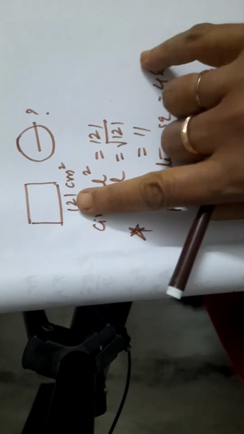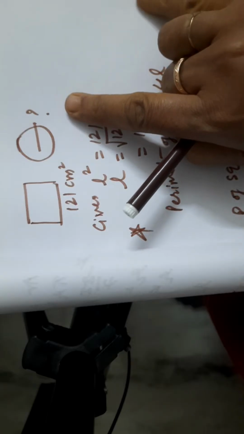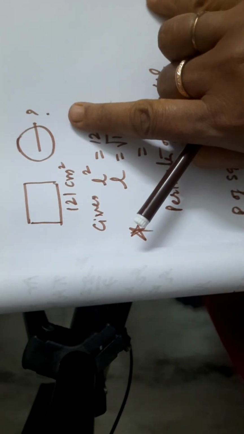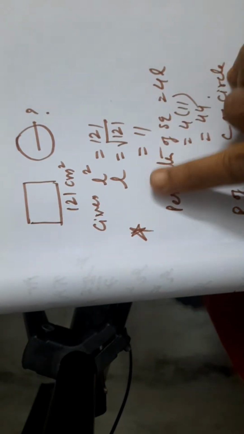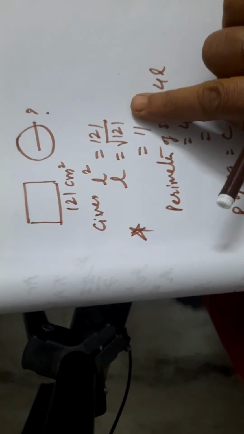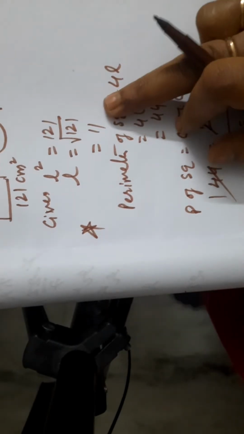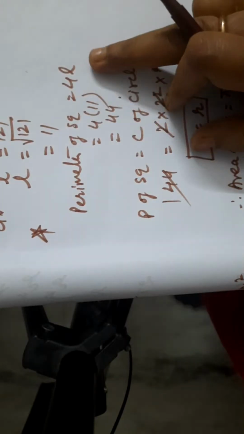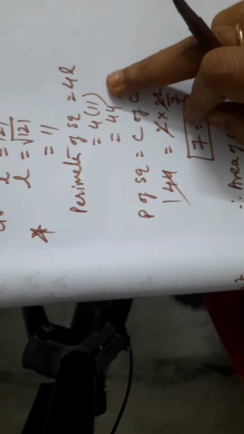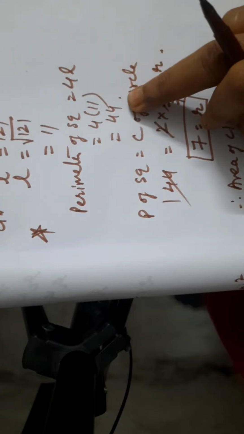As the square is being changed into another shape, their perimeter and circumference will be equal. Here the given area of the square, L square, is 121. So L is root over 121. The square root of 121 is 11. Now perimeter of square is 4 into L, 4 multiplied by side. Side we got 11. So 4 multiplied by 11 is 44.